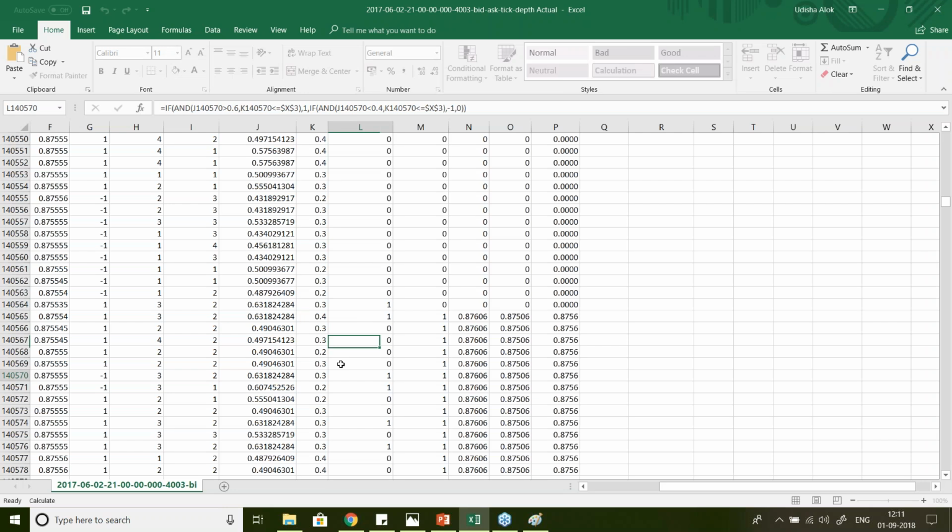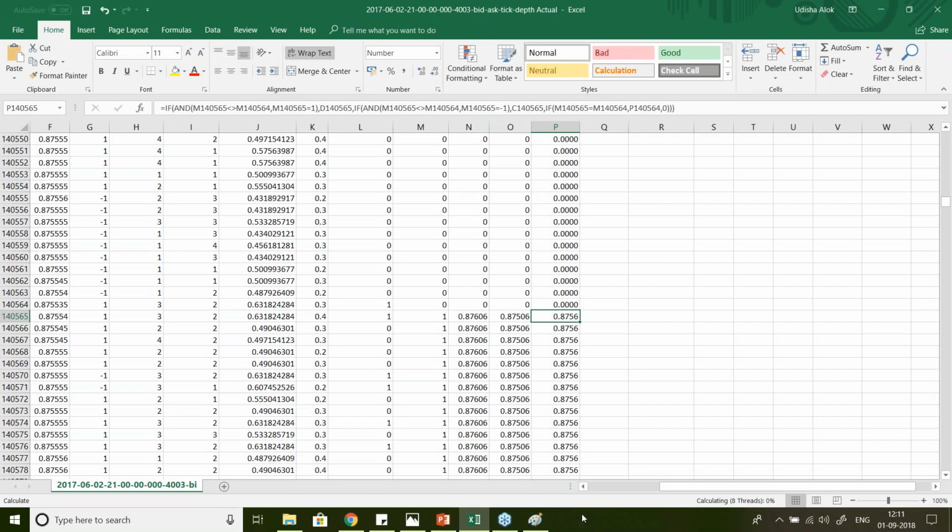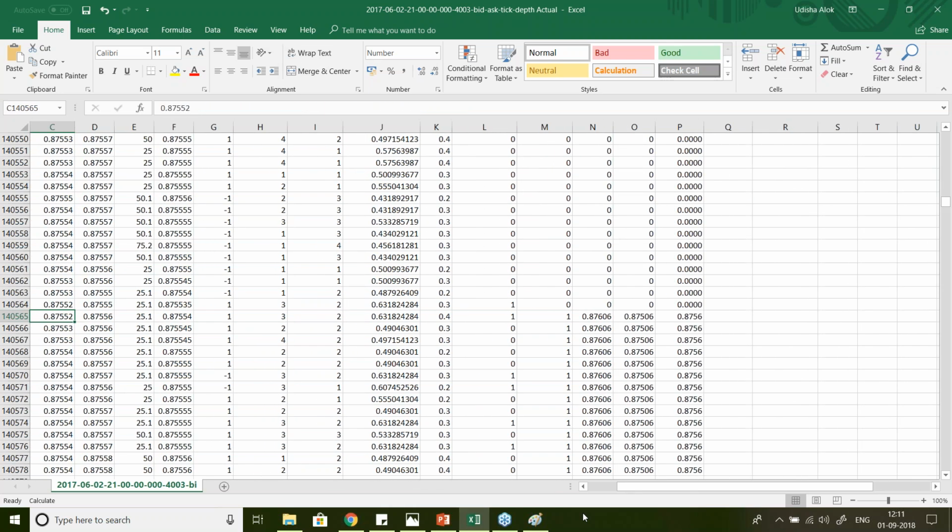So when I buy, I will be buying at the best ask. That is, the ask price is 0.8756 in this case. So let us see. 87554. So we rounded it off to 8756, I guess. So at this price we will be buying.